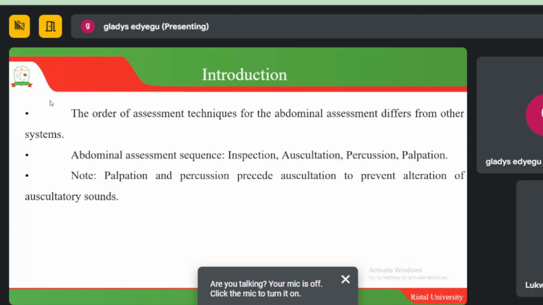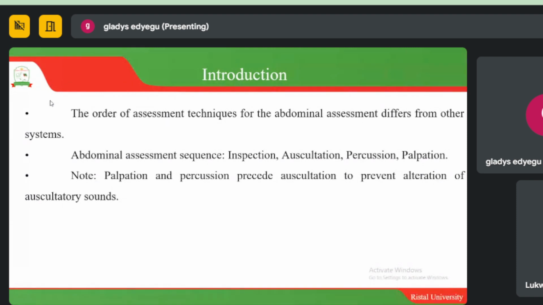So I was saying this evening we are going to continue with health assessment as a course unit, and we are going to look at basically abdominal examination or abdominal assessment. So what do we need to do when we are examining our patients in relation to the abdominal assessment?